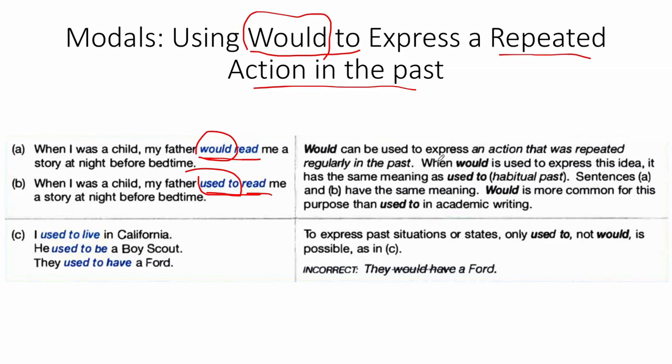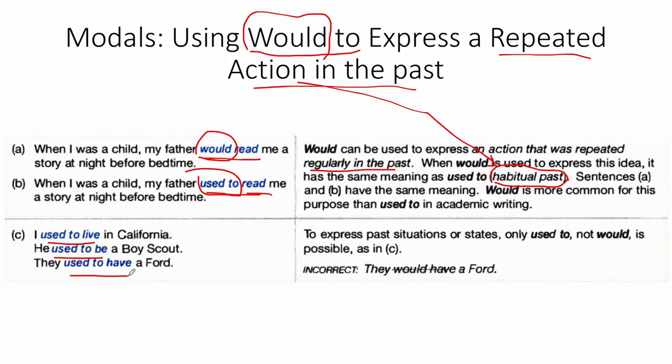So would can be used to express an action that was repeated regularly, like a habit in the past. Okay, habit in the past, like habitual. So when we have this kind of situation, it's a kind of habitual past. Repeated action in the past has the same meaning as this. Repeated action means habitual past, habitual action in the past. Next examples: I used to live, he used to be a Boy Scout, and he used to have a fort.